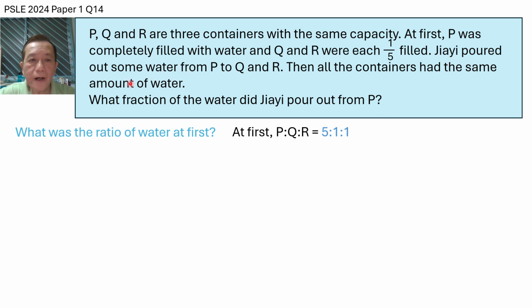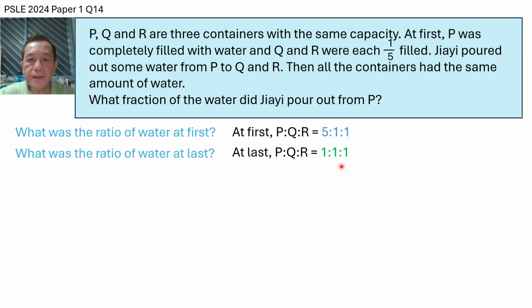Jia poured out some water from P to Q and R. Then all the containers had the same amount of water. What was the ratio of water at last? 1:1:1.